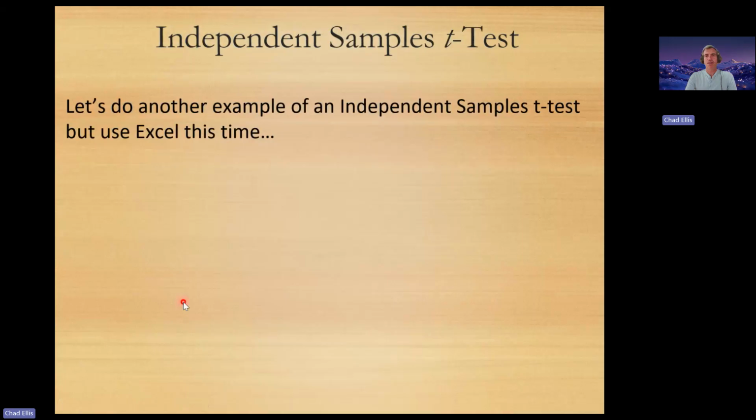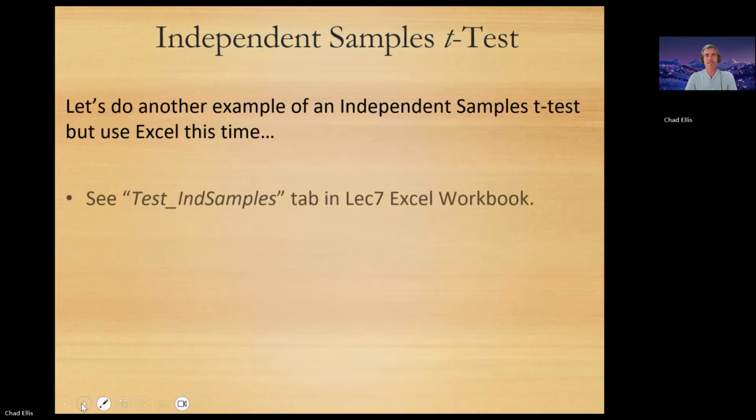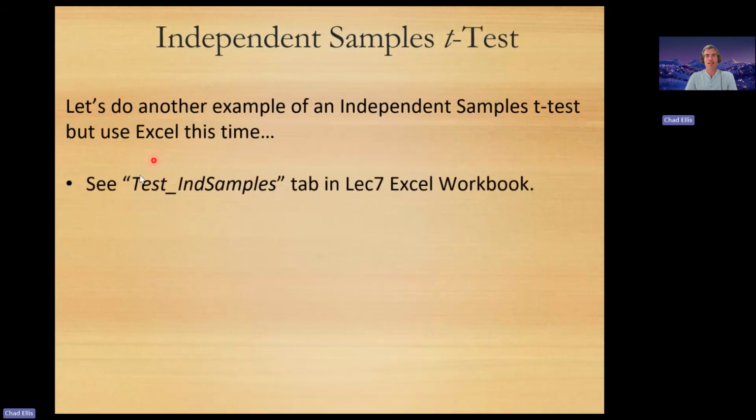Okay, so let's do another example of an independent samples t-test, but now I'm going to show you a little trick how you can use Excel to calculate the t-value. So this is in a tab in the Lecture 7 Excel workbook that you can find in Moodle. So the tab's called test_independent samples.